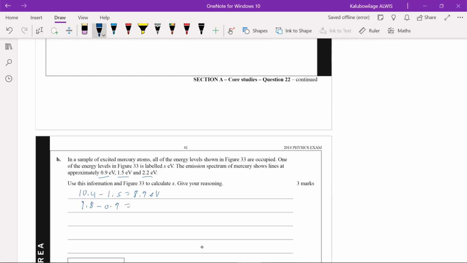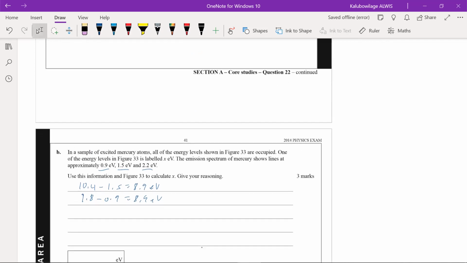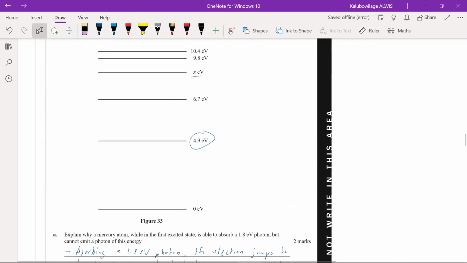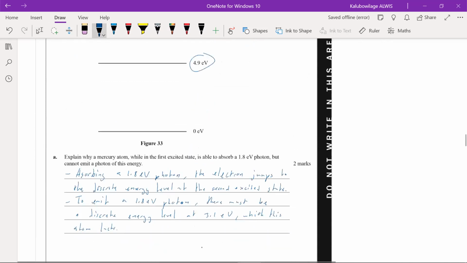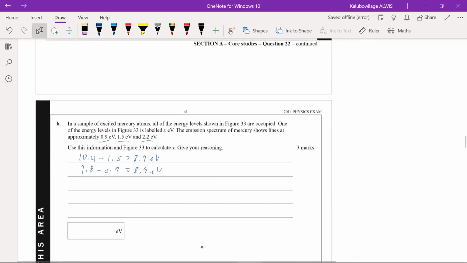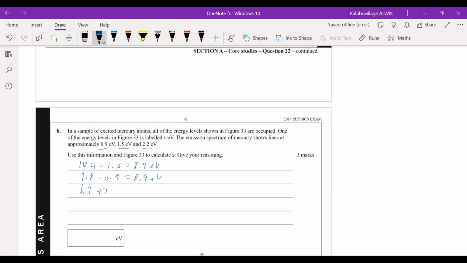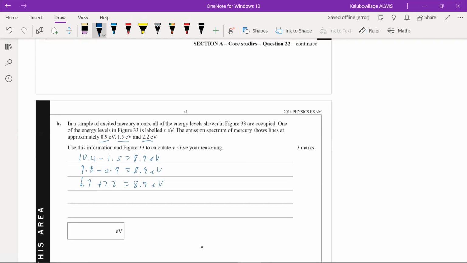If you do 9.8 minus 0.9, you get 8.9 electron volts. And then the energy level below X is 6.7. That one plus 2.2 gives you 8.9 electron volts. So X is 8.9 electron volts.